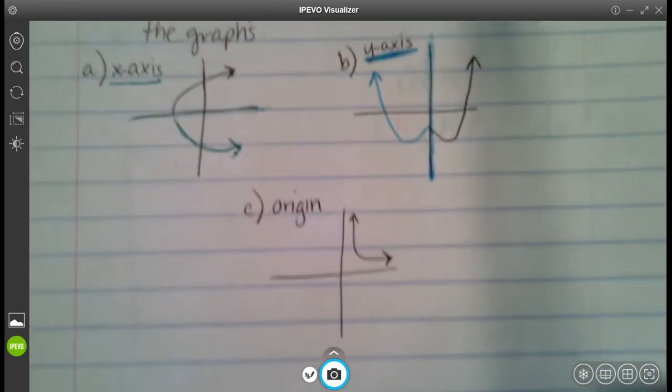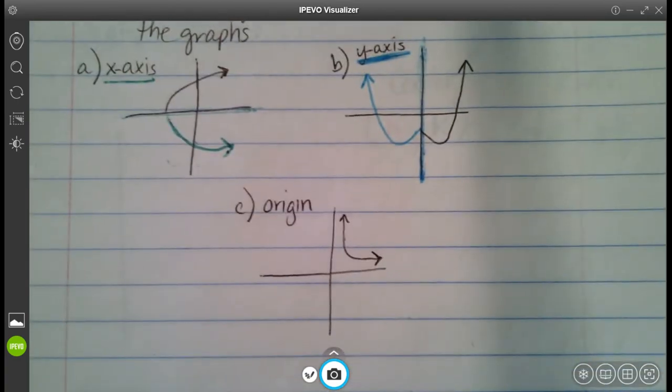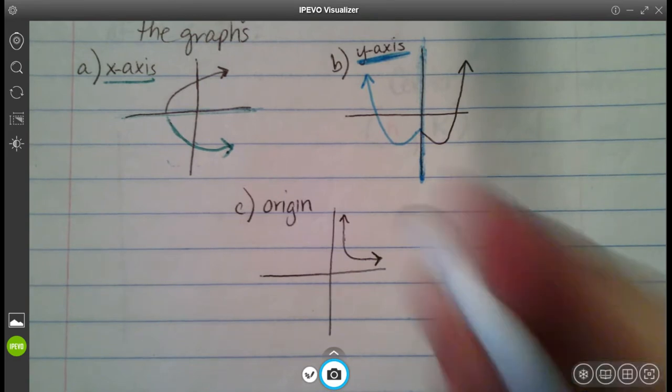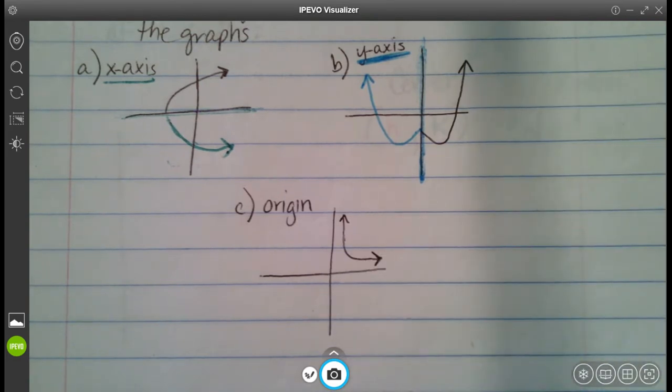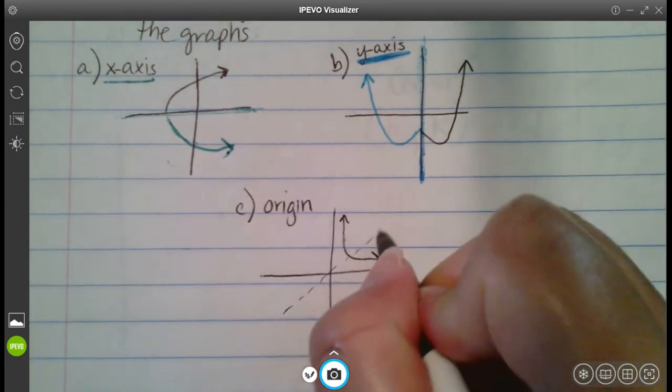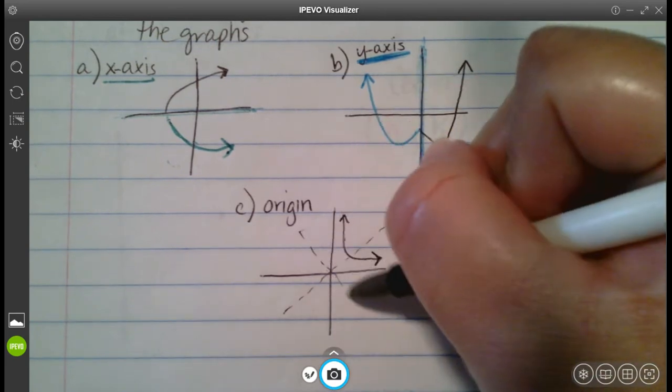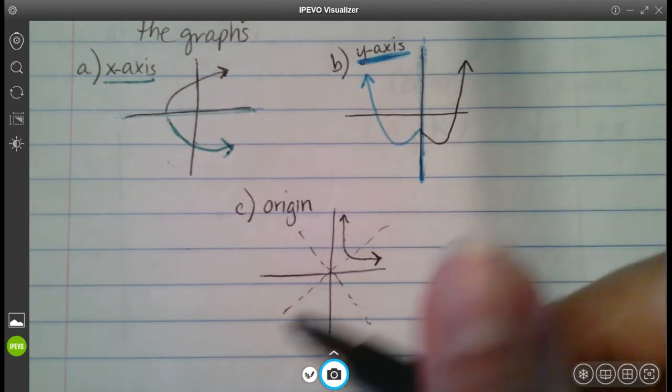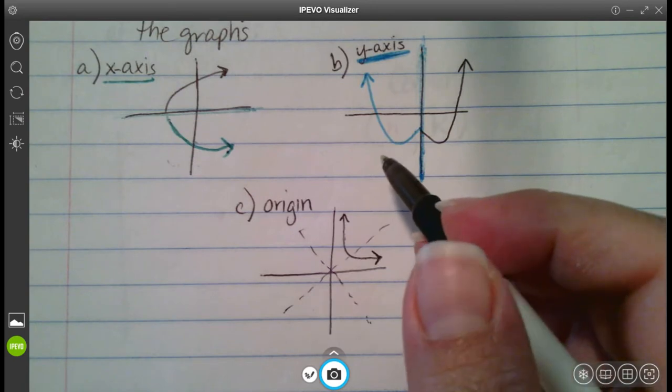And finally, we have origin symmetry. So origin symmetry, remember, it's that double flip where you flip over this line and over this line, right through the origin. You could also think of it as a 180-degree rotation.